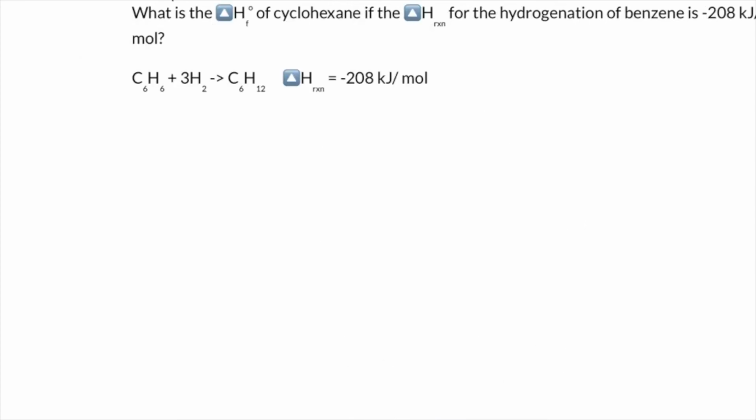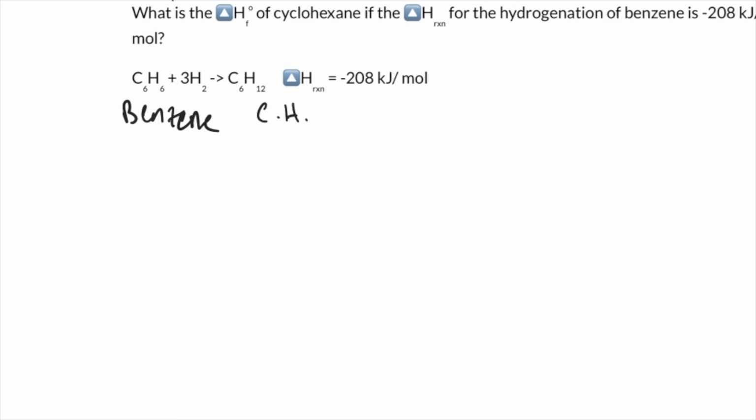Okay, second example, all right, we've got another thermochemistry question. What is the heat of formation of cyclohexane if the heat of reaction for the hydrogenation of benzene is negative 208 kilojoules per mole, right? So we look at our chemical equation. C6H6, this is benzene. And then C6H12, this would be cyclohexane, just so we know what we're talking about.